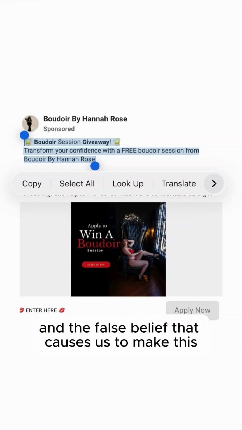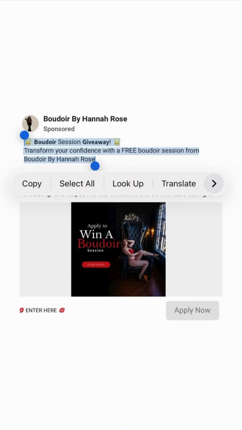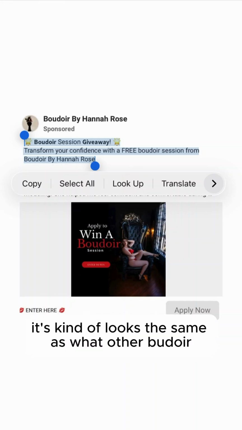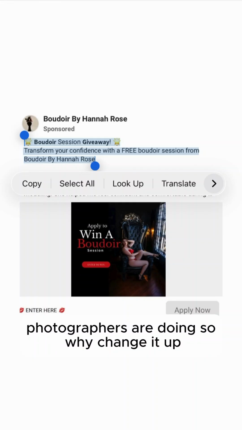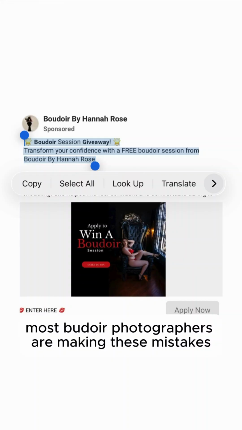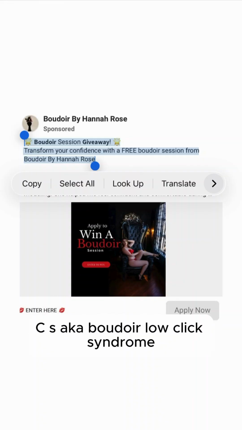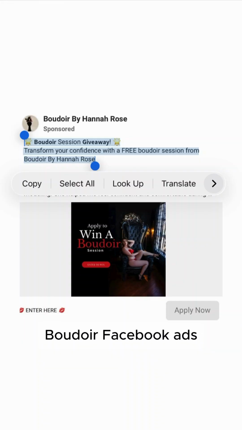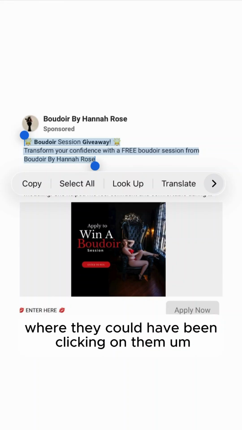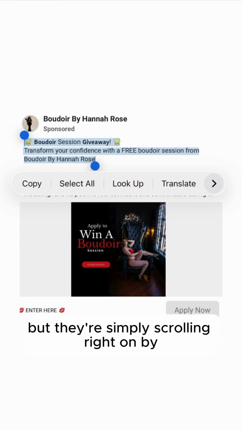And the false belief that caused us to make this mistake is we believe our headline's good enough. It looks the same as what other Boudoir photographers are doing, so why change it up? Why do anything different? Well, it's because most Boudoir photographers are making these mistakes, and that's why everyone that I've seen has BLCS, aka Boudoir low click syndrome. So the consequence of this is more women are going to be scrolling by our Boudoir Facebook ads than necessary, where they could have been clicking on them and joining our ecosystem, but they're simply scrolling right on by.